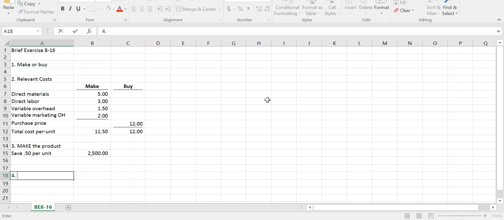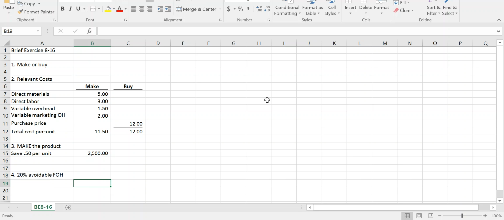In part 4, they're changing one component. They're saying that 20% of our fixed overhead can be avoided if it's purchased externally, meaning that 80% of our fixed overhead is irrelevant because it's going to be there regardless if we make the product or buy the product, but 20% isn't. So 20% of our fixed overhead now becomes relevant in our decision making. So we have 20% of avoidable fixed overhead.